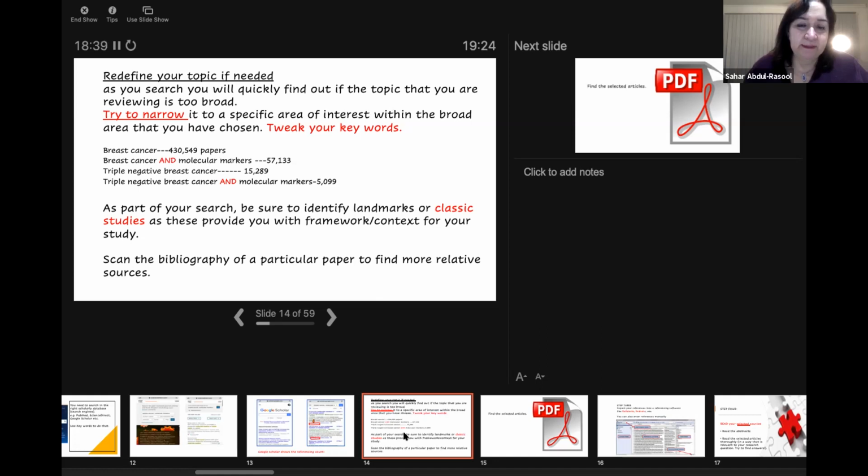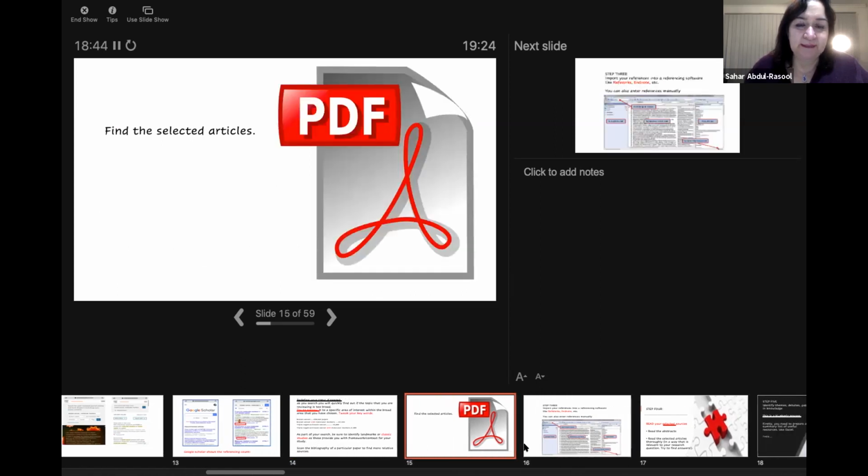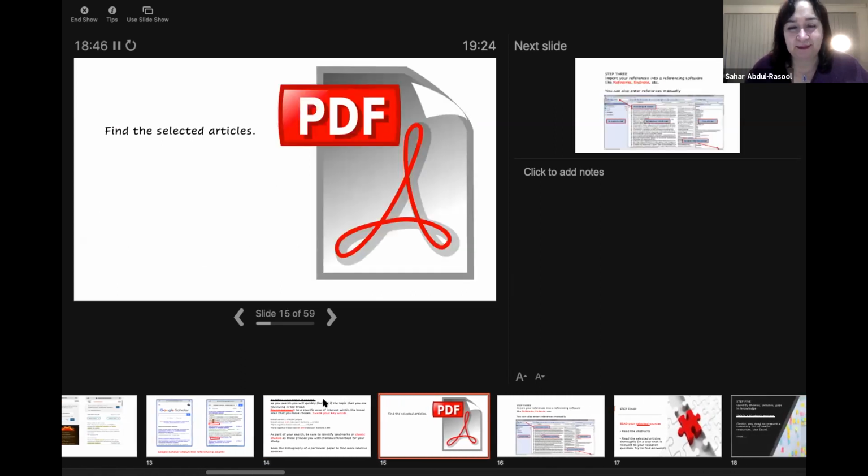After getting the results, you have to get the PDFs of these papers. So that is finding the selected articles. It's not enough to find these articles. You have to get the PDF, and as I said, you can write to the author, or some PDFs are free. There are a lot of PDFs that are free online. The papers that are cornerstones or classical studies, you might need to buy them. So you have to have these papers.